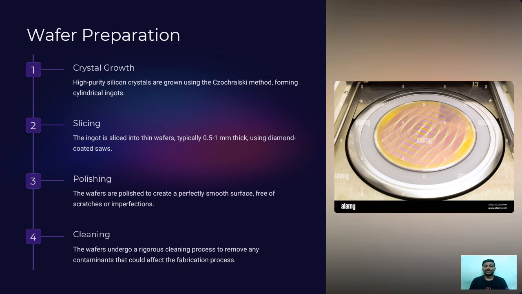The ingot is sliced into thin wafers, typically 0.5 to 1 mm thick, using diamond coated saws, and will later be polished. The wafers are polished to create a perfectly smooth surface free of scratches or imperfections, and will later be cleaned. The wafers undergo a rigorous cleaning process to remove any contaminants that could affect the fabrication process.